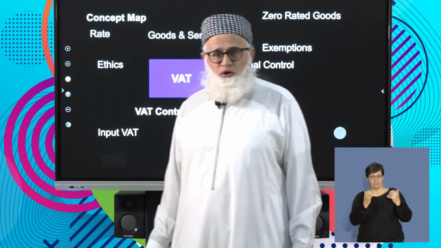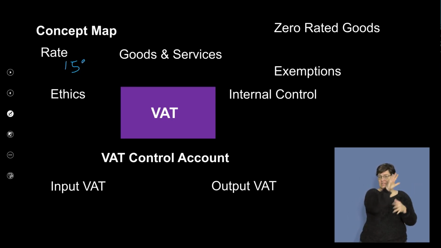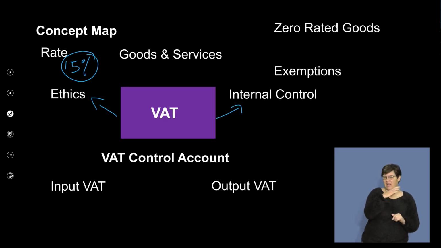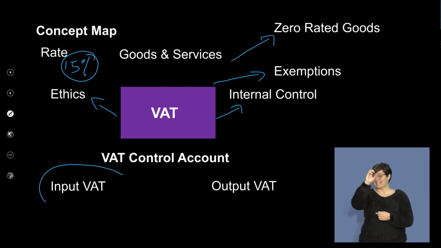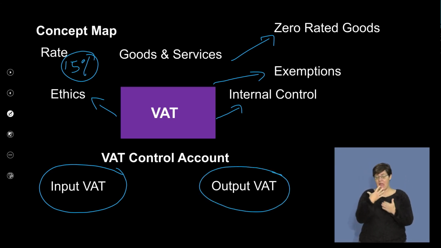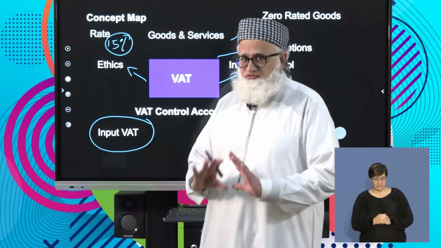Once again, if we look at our mind map, we're just going to quickly go through all the important factors. The standard rate of VAT, which we know is 15%, right? Obviously, there's ethical considerations, internal control, exempted items, and zero-rated items. The input VAT is the VAT that we pay, which we claim back from SARS, and the output VAT is the VAT that we collect, because remember, we are the VAT vendors and we act as agents on behalf of SARS. Okay, quick one, because we've done lots of this.